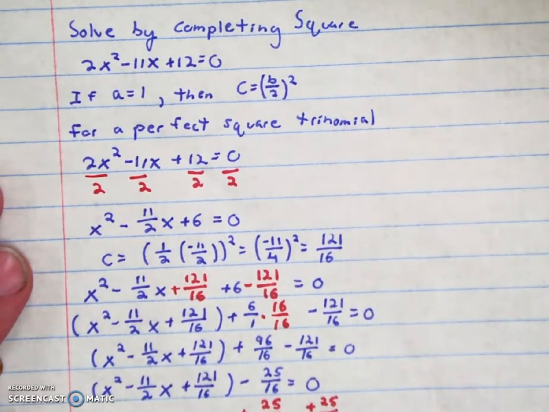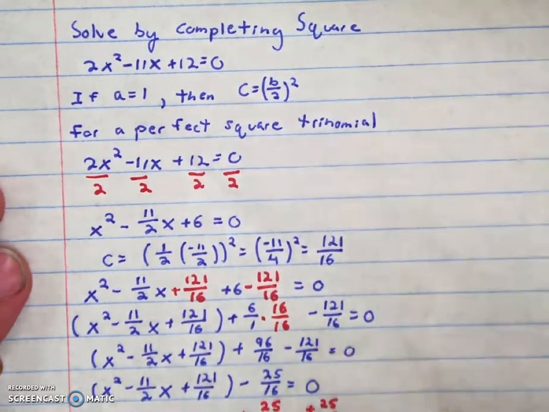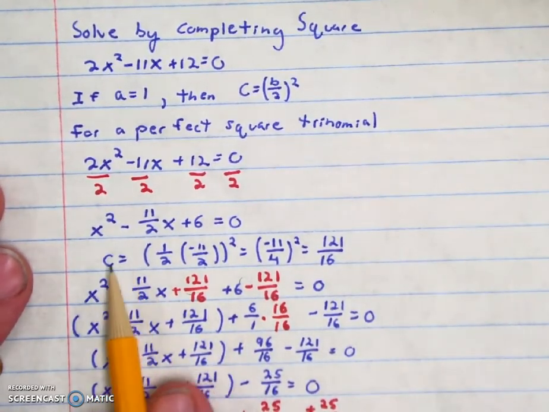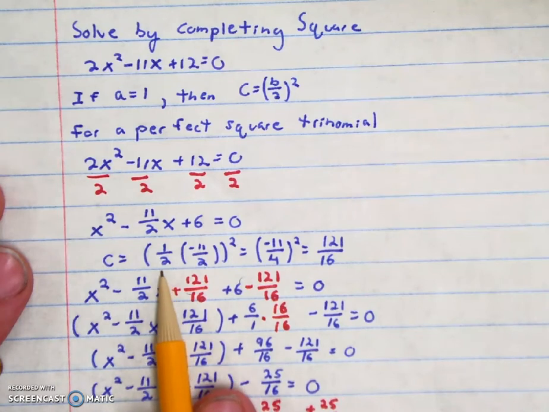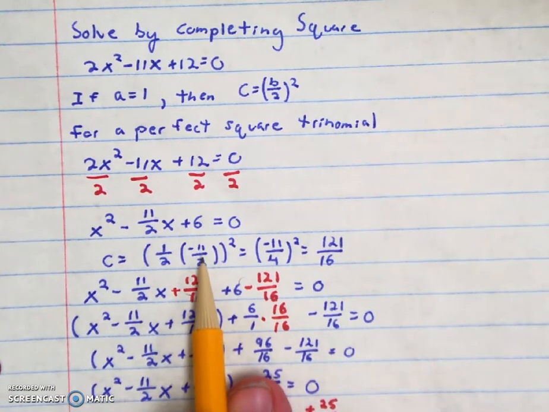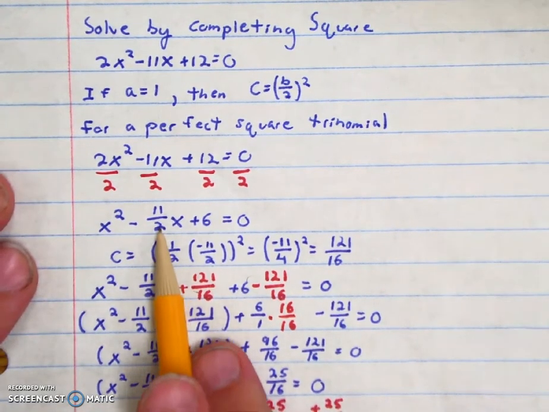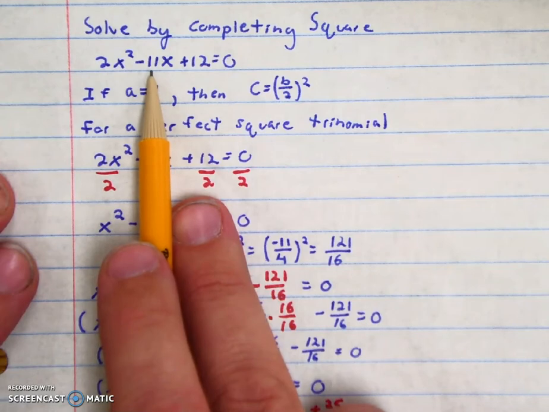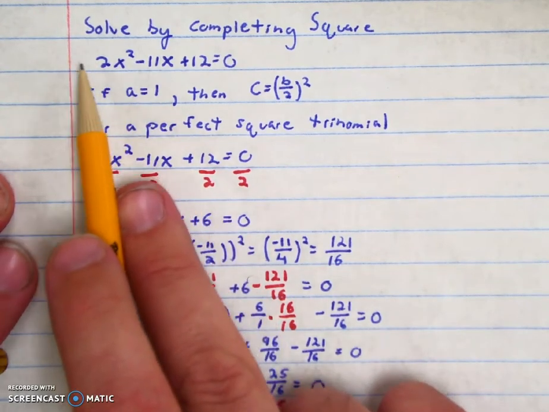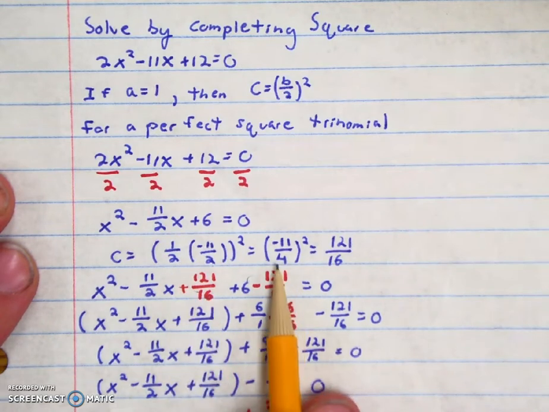Now, ladies and gentlemen, what I want to do is find my c value. That makes this a perfect square trinomial. So I'm going to do c equals 1 half my b value squared. Notice I'm not dividing my b value by 2 because my b value is a fraction. Remember, we're using my new b value, not my original b value, because we had a problem with this whole 2 out front and everything. So 1 half times this gives me negative 11 fourths.